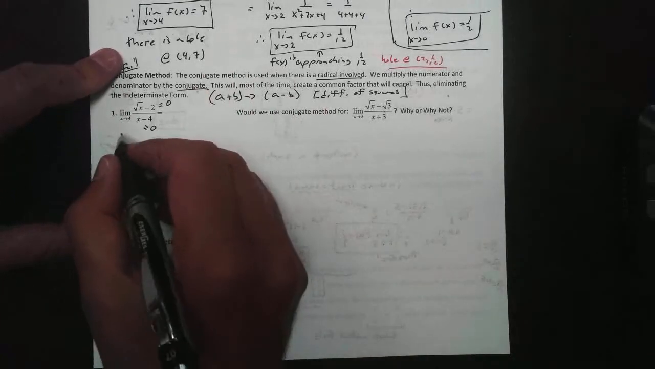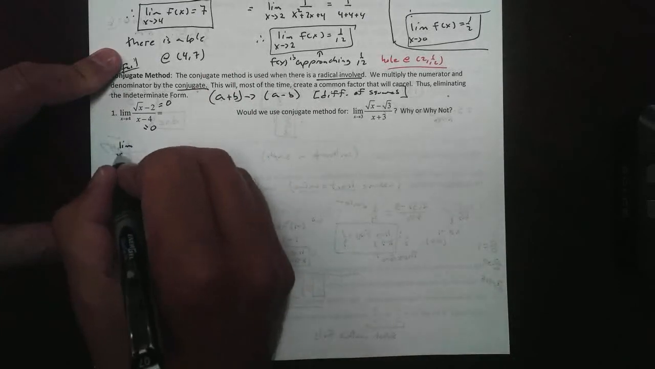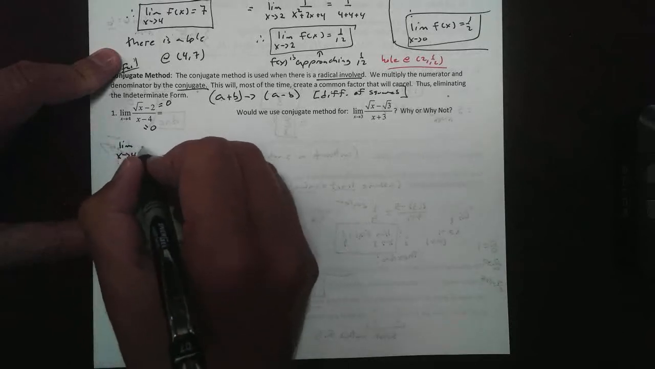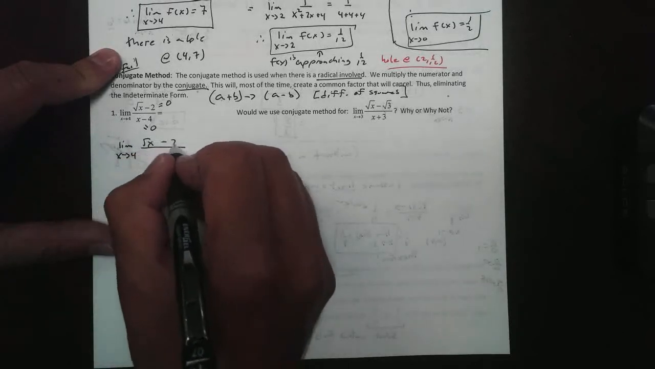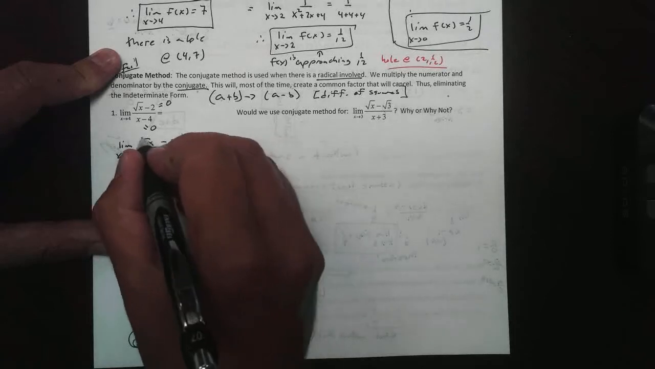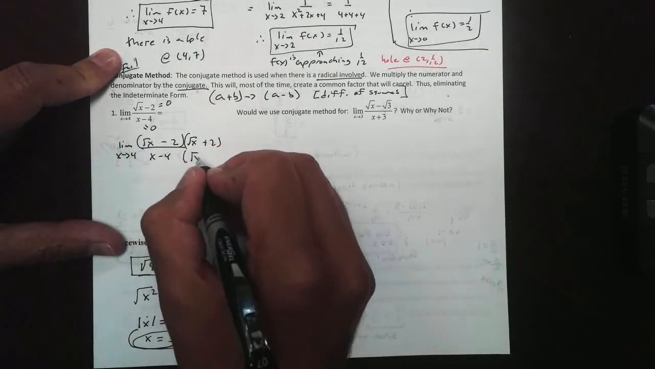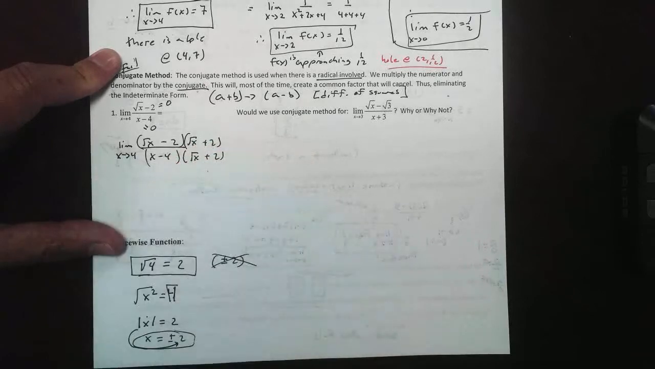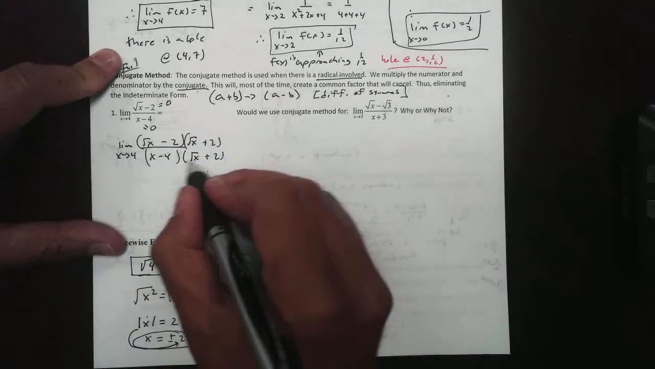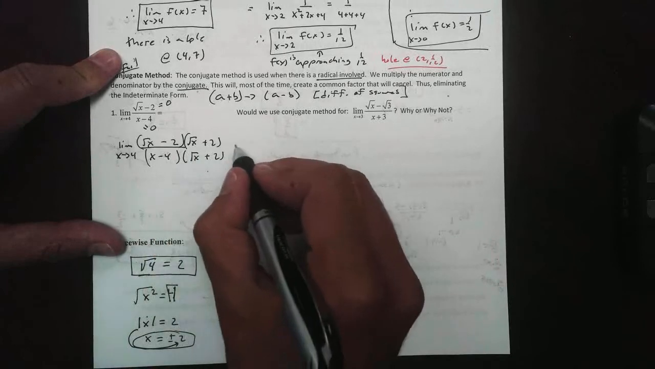All right, so if I get 0 over 0, my rule is to use the conjugate method. So we get the square root of x minus 2 over x minus 4. We're going to conjugate the numerator, not the denominator: the square root of x plus 2. Use parentheses, of course. Make sure you have your parentheses. I will mark it wrong if you don't have parentheses, okay?